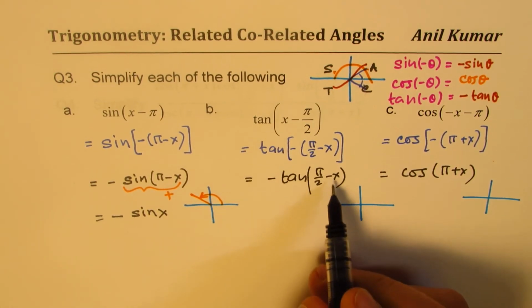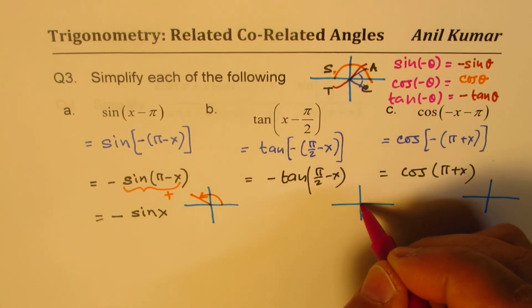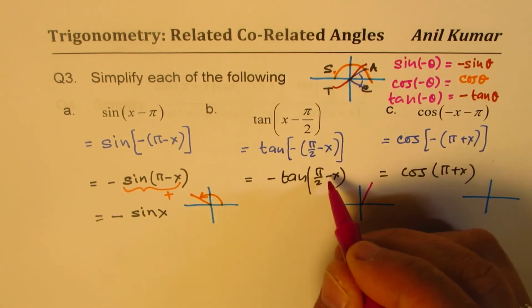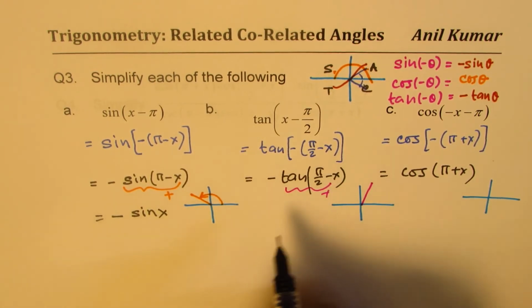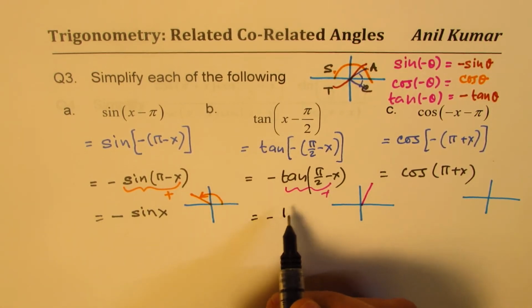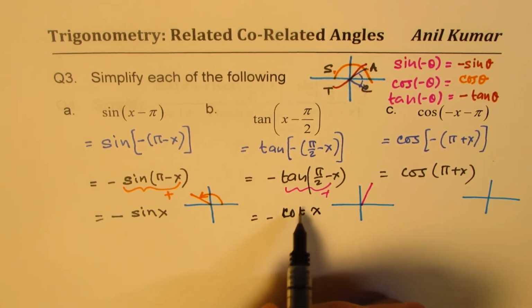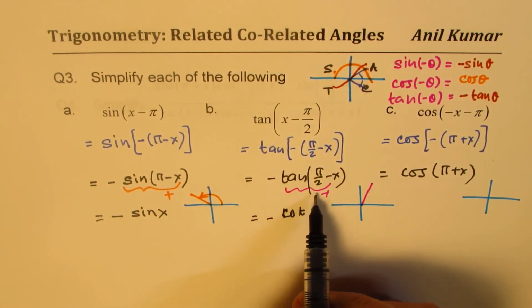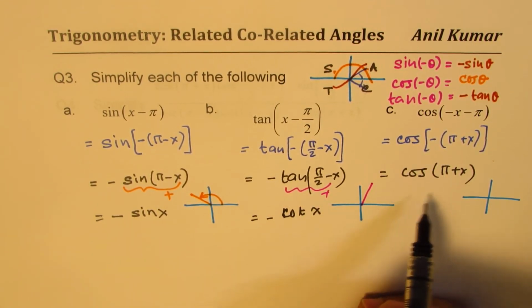Pi by 2 and pi by 2 minus x means you are still in quadrant 1. So in quadrant 1, this portion is positive. So what we get here is minus, tan becomes cotangent, right? So it is cot of x, right? Pi by 2, wherever it comes, you get the cofunction, right? It's the other side of the triangle, okay?